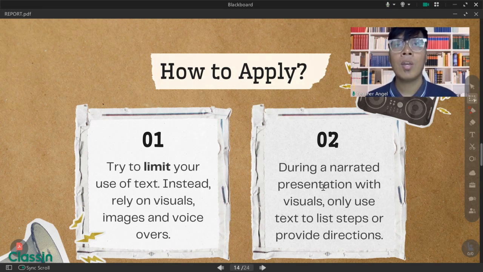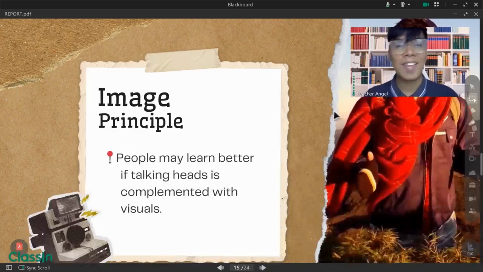Okay. So you need to remember just to limit, okay, not overload everything. Okay. That's really very important. Okay, next is the image principle.